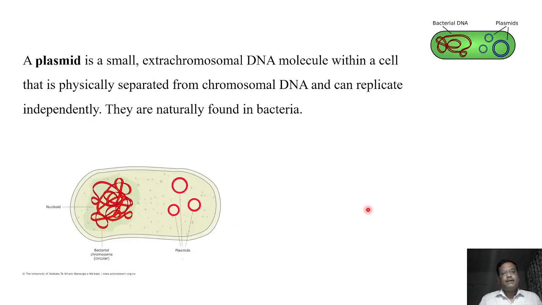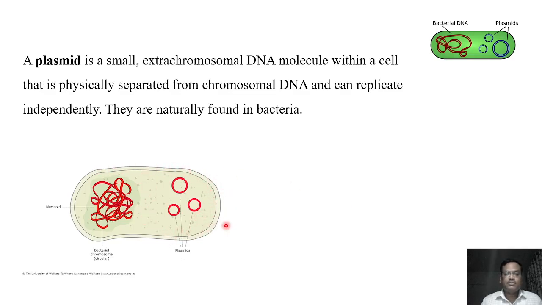A plasmid is a small extra chromosomal DNA molecule within a cell that is physically separated from chromosomal DNA and can replicate independently. They are naturally found in bacteria. So plasmids were used as vectors in the beginning. So these plasmids are nothing but the extra chromosomal DNA molecule.